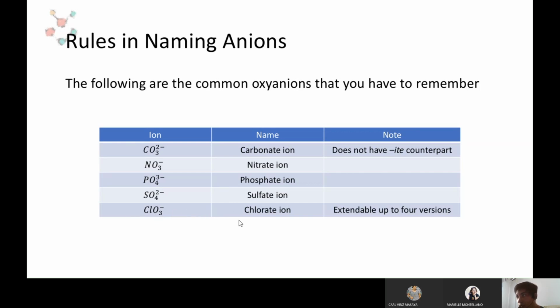Ano pa yung note dito? Sabi dito, this is expandable to 4 versions. Ay, dami naman. Don't worry, siya lang naman so far. So, ibig sabihin, itong chlorate na to, we can expand this into 4 versions. So, anyway, close ko muna.